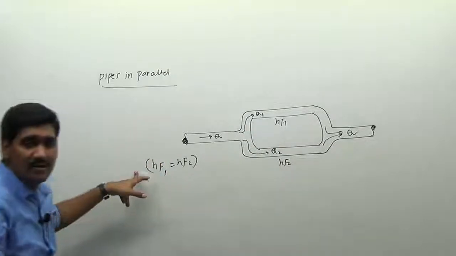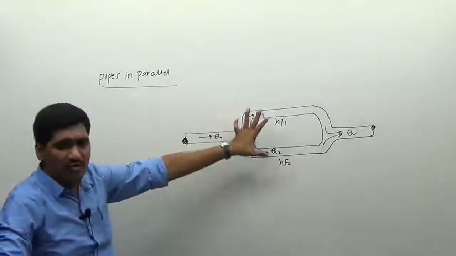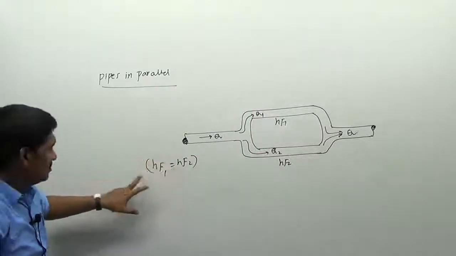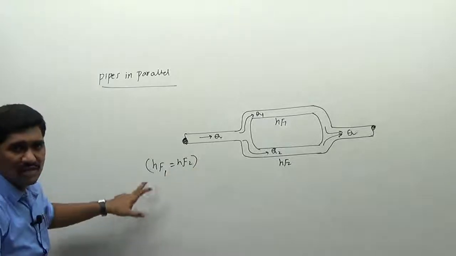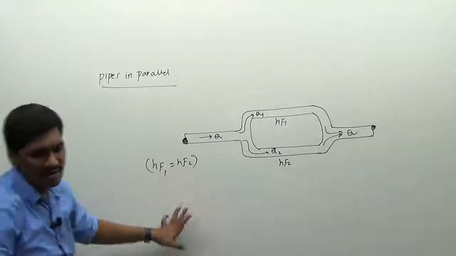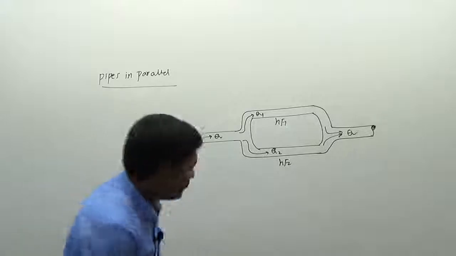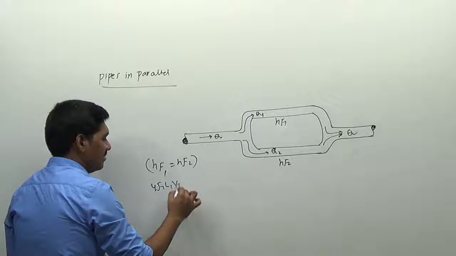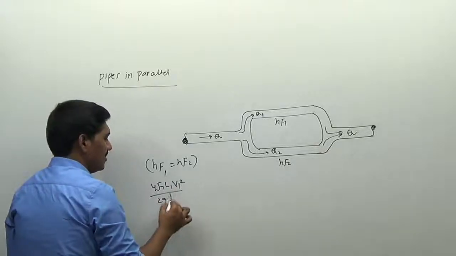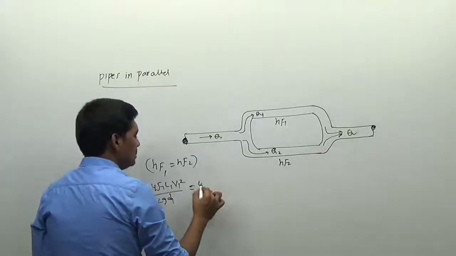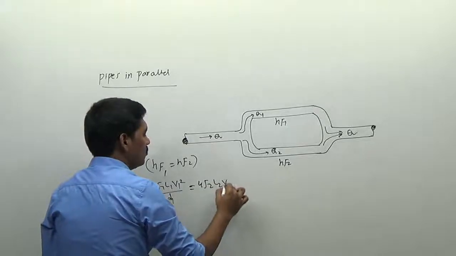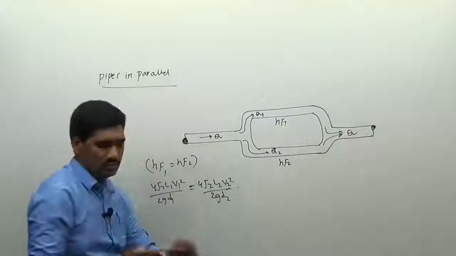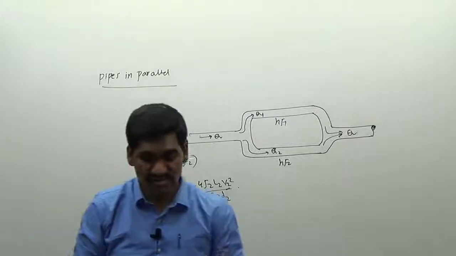So what about this one? Whenever you cross the pipelines here, definitely you will be having the arrangement such that HF1 should be equal to HF2 here. This is a very important condition you have to remember. Therefore I can write this value as 4 F1 L1 V1 square divided by 2g D1 is equal to 4 F2 L2 into V2 square by 2g D2, right?